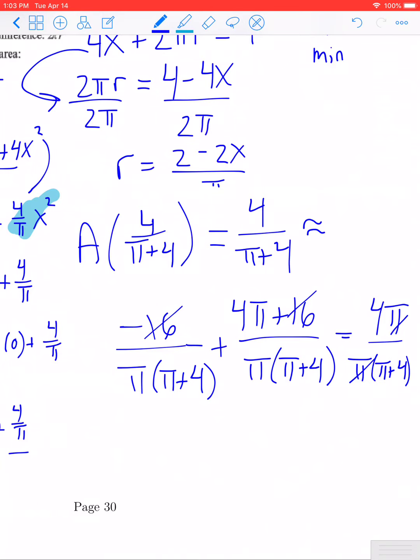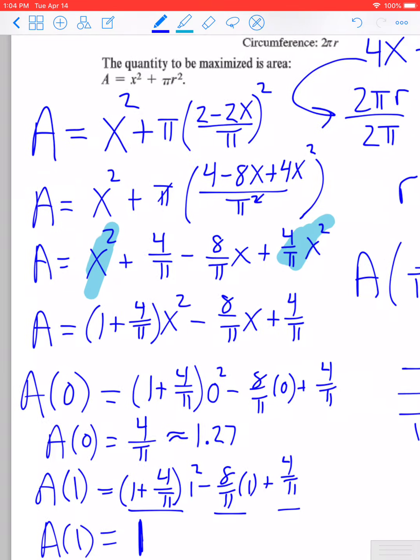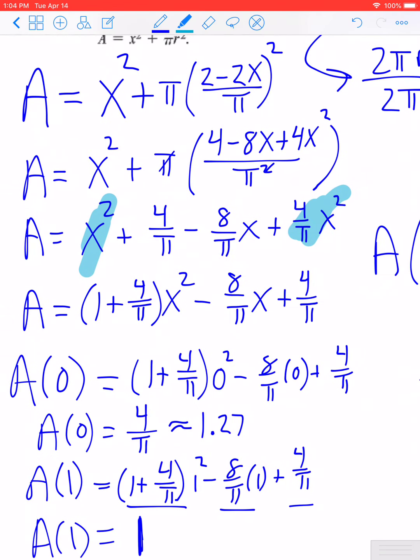If you wanted an approximation for that value, it would be about 0.56, which is smaller than the area that we would get at any of the other endpoints. Okay, so what have we discovered? Well, we found that the maximum possible area occurred when the value of x was equal to 0.